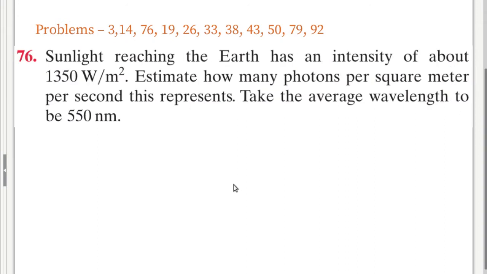Now this is a bit out of order, but this is again an application of this basic formula, so I moved it here. This is problem 76. Sunlight reaching the Earth has an intensity of about 1350 watts per meter squared. Estimate how many photons per square meter per second this represents. Take the average wavelength to be 550 nanometers.